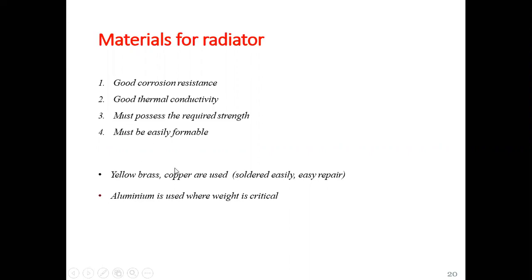Then there are some materials that are used for the purpose of cooling: yellow brass and copper are used. Brass is also used to manufacture the radiator. Brass, as we all know, is an alloy of copper and zinc. Then aluminum is also used.